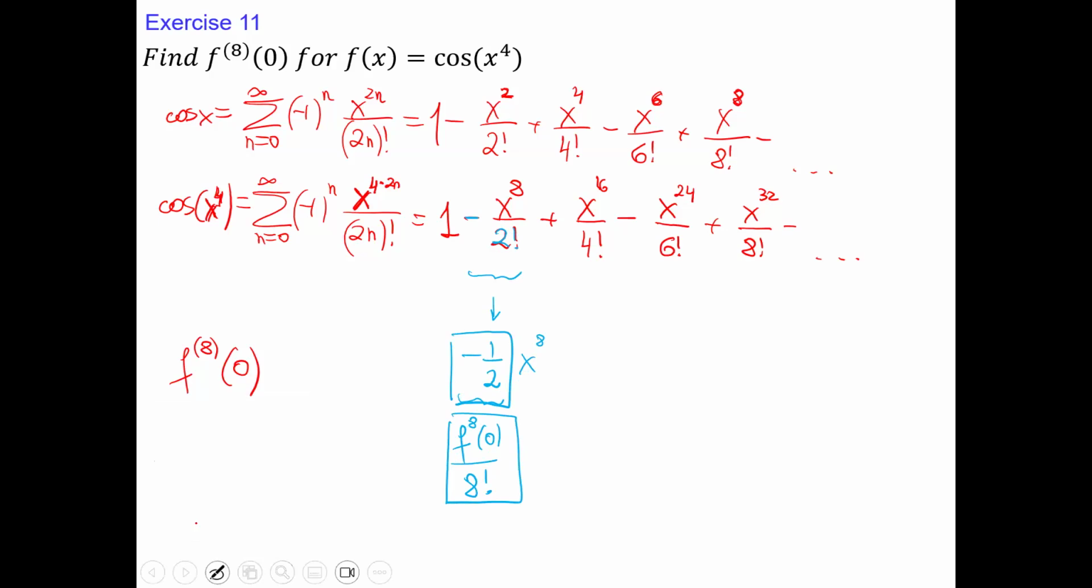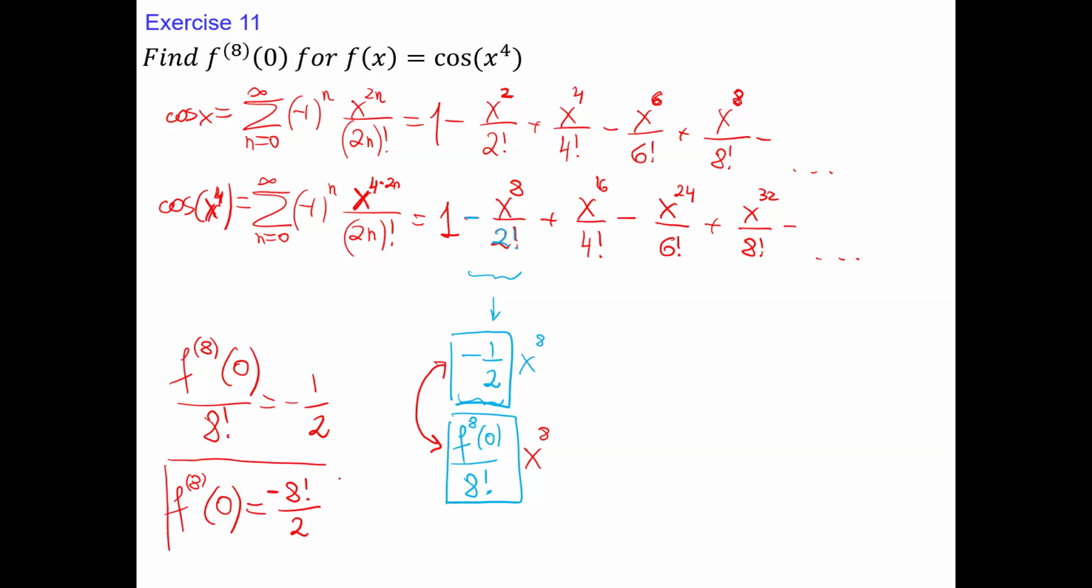Let's write this one more time. They equal each other, because this is the coefficient of x to the power of 8. The 8th derivative at 0 over 8 factorial equals negative 1/2. Then the final answer, the 8th derivative at 0, when we cross multiply, will be negative 8 factorial over 2. We don't have to simplify because it's a big number. That's how we use Taylor's formula.